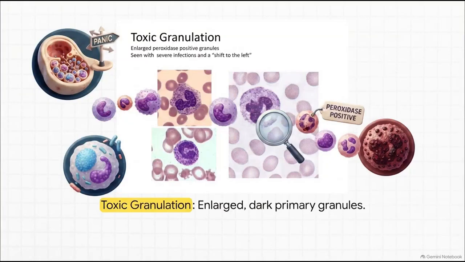That brings us to our next major clue, toxic granulation. Take a look at how the granules here are strikingly enlarged, noticeably darker, and peroxidase positive. What you're looking at are primary granules that have retained their prominent staining characteristics, basically because the cell was rushed out of the bone marrow in a panic to fight an infection. You'll almost always see these alongside those Döhle bodies and a shift to the left.